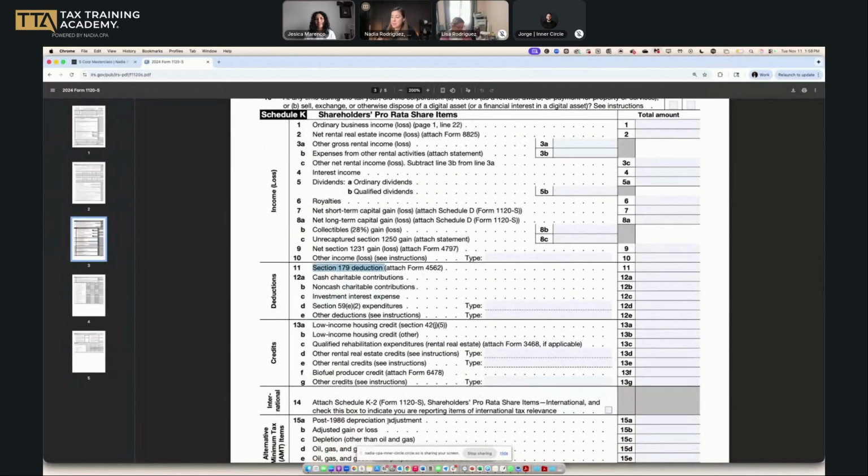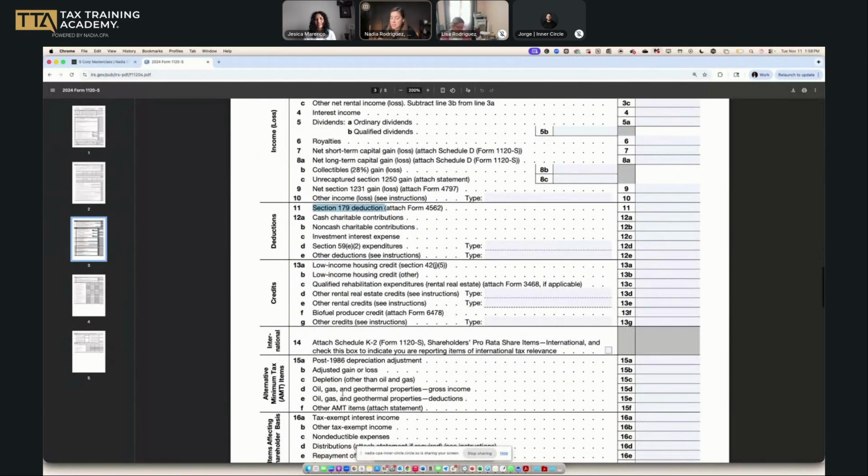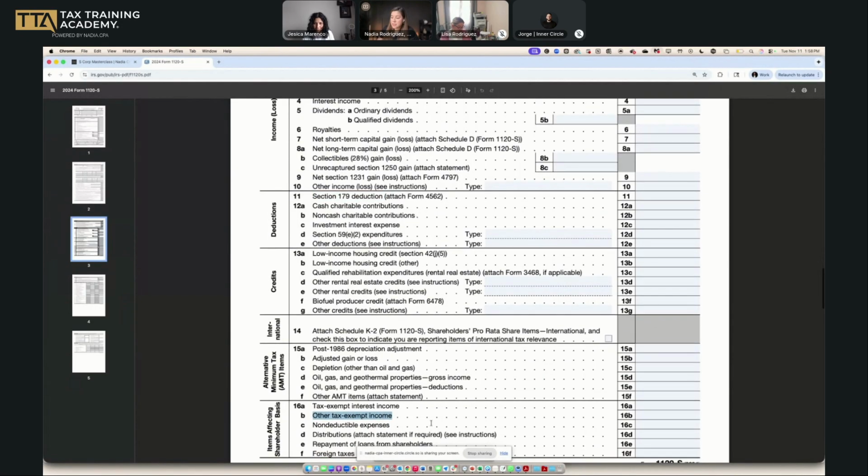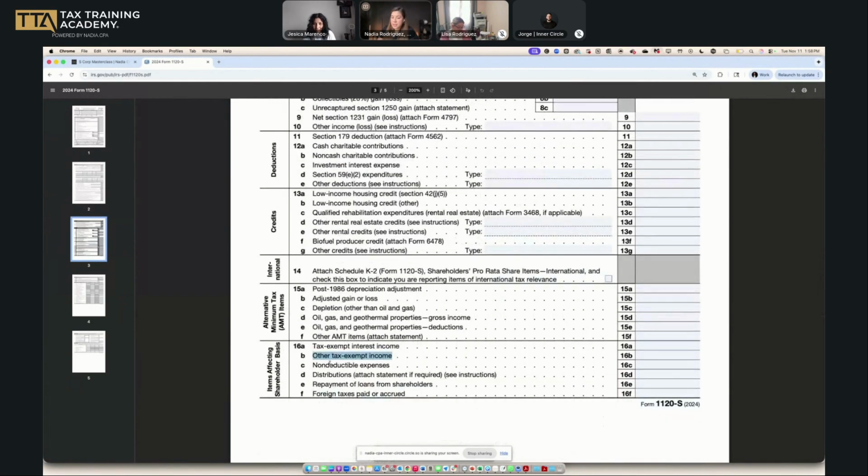So, tax-exempt income is down here. This is where PPP had to go. When it was forgiven, it's income, but tax-exempt income. And we, as a software company, weren't putting it there.